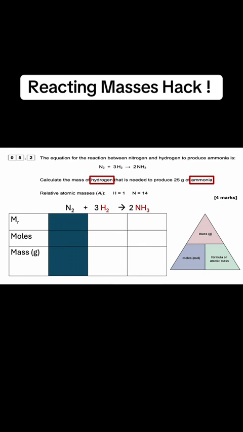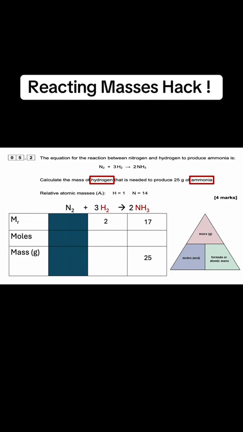Let's populate the table. What is the relative molecular mass of hydrogen gas? Good. 2. What about ammonia? 17. Well done. Is there any other information that we can use to populate the table? Good. We have 25 grams of ammonia.